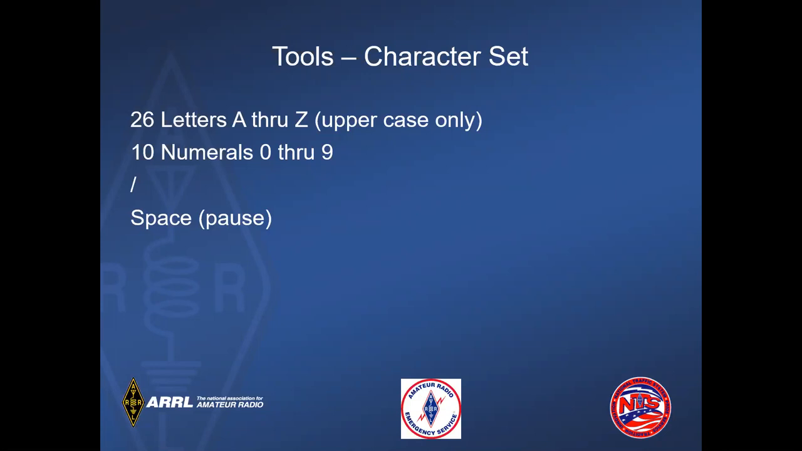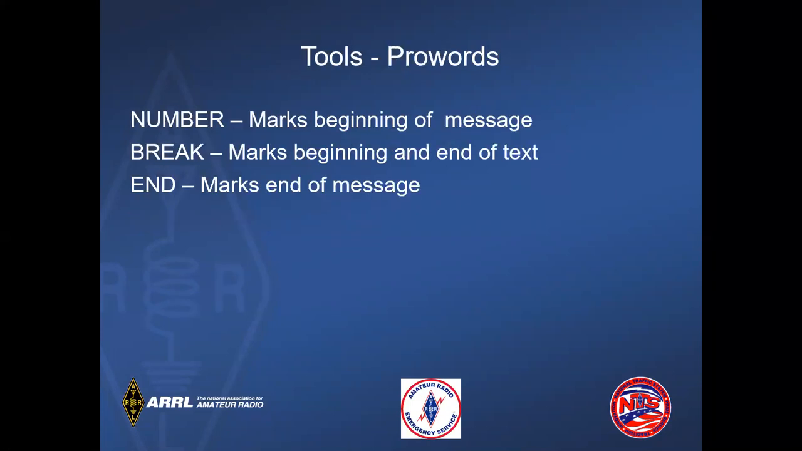So let's go to pro words. Three basic pro words. The word number is the beginning of the message. And right after you say the word number, you say the message number, which is the first block in the preamble. It's important, though, to understand that we're not saying the name of the block. We're using the pro word number to begin the message. All the other blocks in the preamble, we do not say the name when we're sending the message.